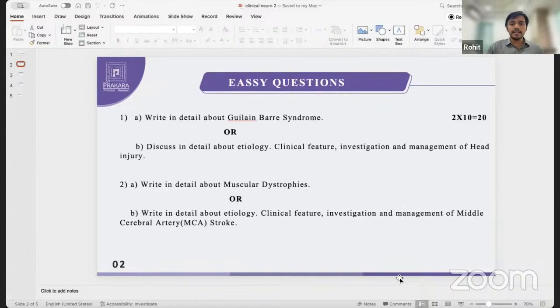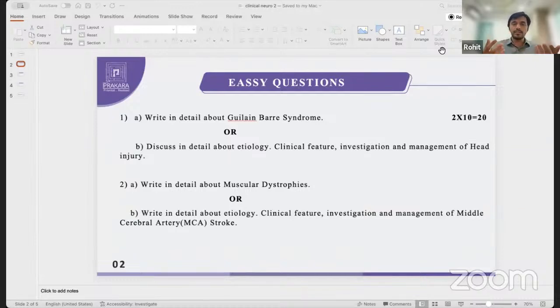So this question is: discuss in detail about etiology, clinical features, investigation, and management of head injuries. So we all know head trauma or head injuries have a wide range of implications. Head injuries can range from simple scalp lacerations, which is nothing but the skin, to serious, debilitating conditions, which can lead to persistent vegetative state, like diffuse axonal injury.